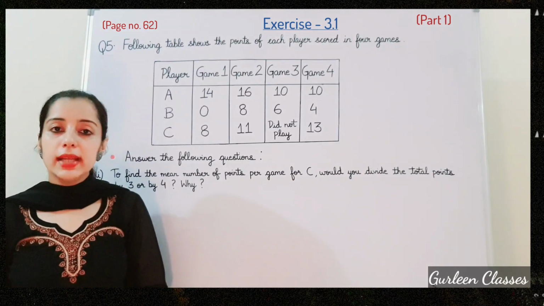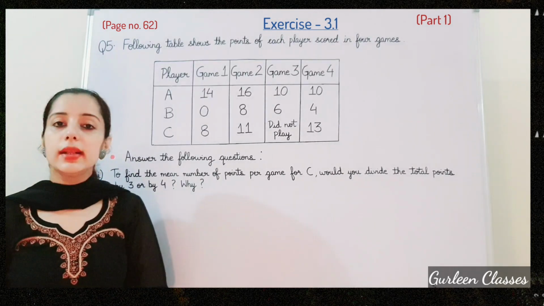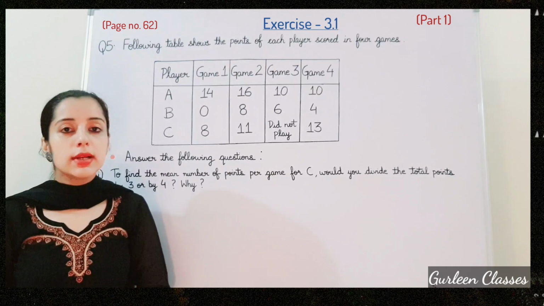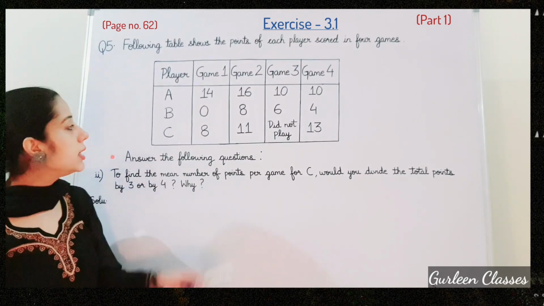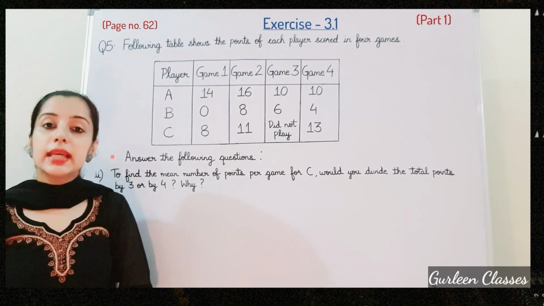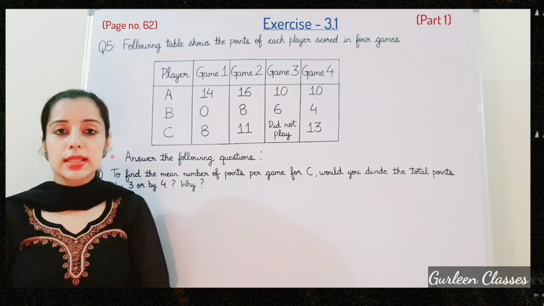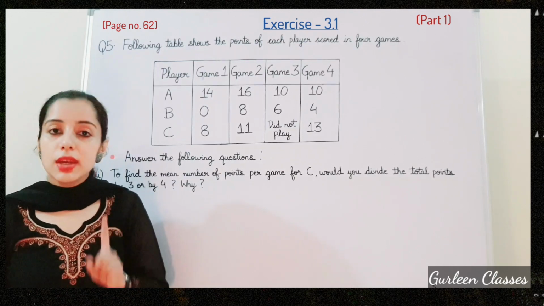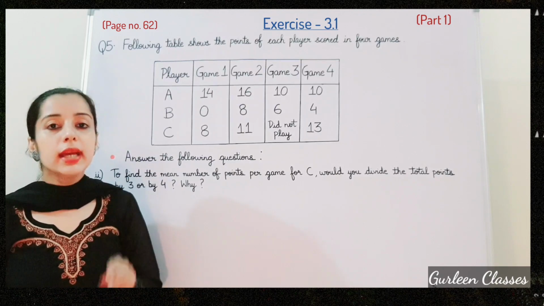Second part, to find the mean number of points per game for C, would you divide the total points by 3 or by 4, and why? So let us see what are the points scored by player C. Game 1 he scored 8 points. Game 2, 11 points. Game 3 he did not play. And game 4 is 13 points. So would you divide the total points by 3 or by 4? We will divide total points by 3 as he played only 3 games.